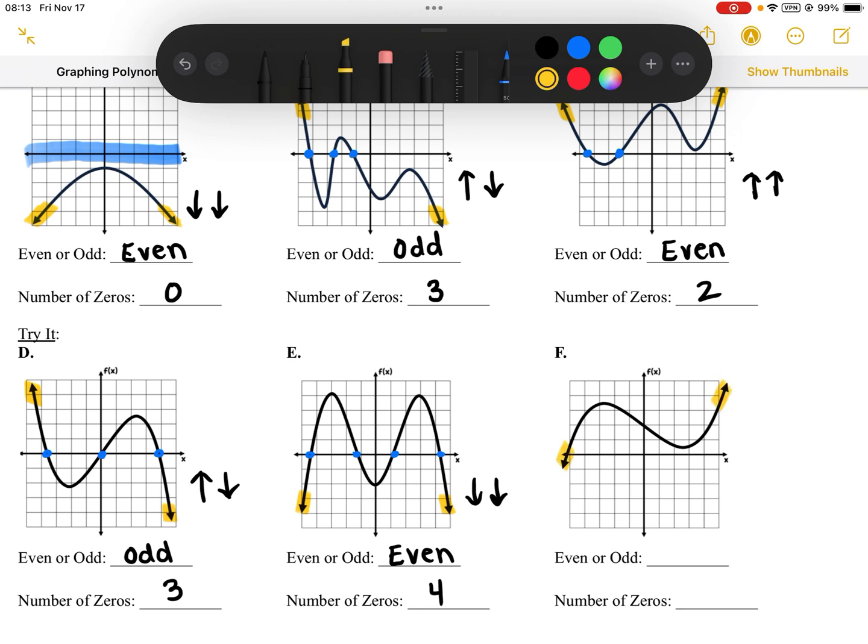My last graph, left-hand side's going down, right-hand side's going up. So my end behavior looks like this. They are opposite directions, so that is going to be odd. My graph crosses 1 time, so I'm going to have 1 zero.